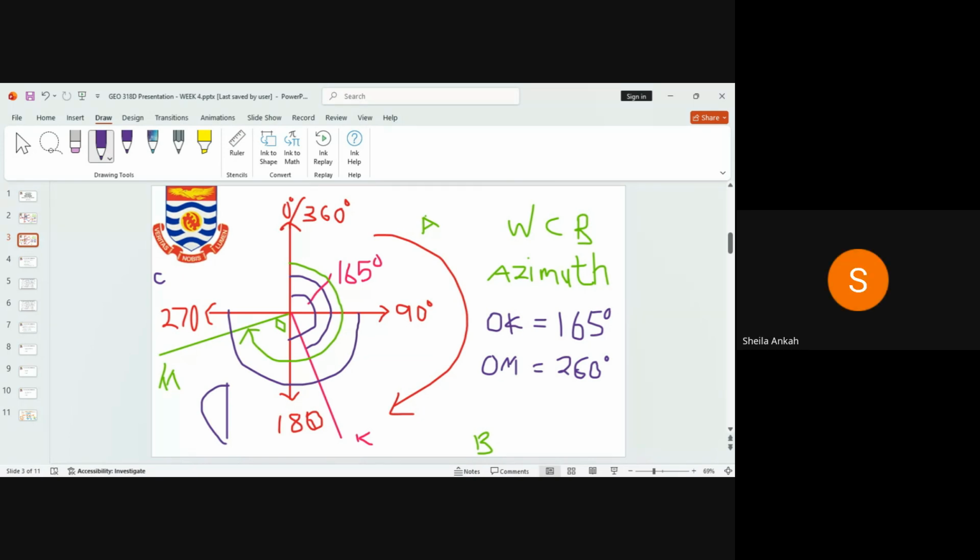So you always have to be rotating the protractor. Yes.